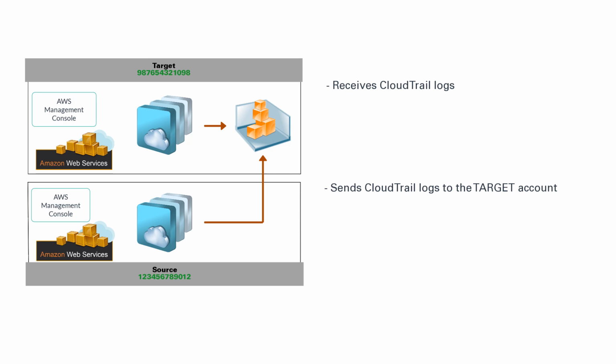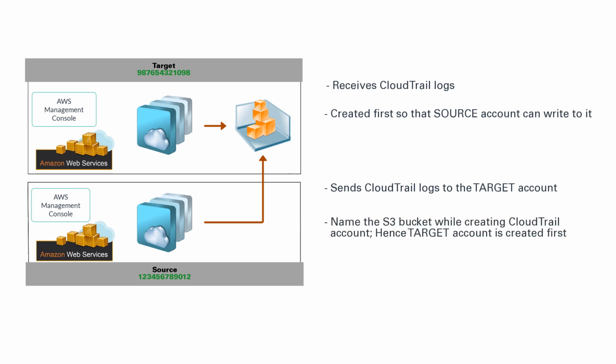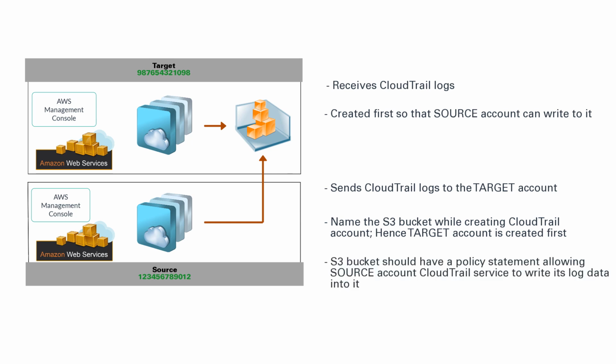Let's start with the target account. This account is configured first because the policy on the S3 bucket must be modified to allow the source account to write to it. When you create the CloudTrail in the source account, you'll have to name the S3 bucket. Unless the policy has been modified, the CloudTrail creation process in the source account will not recognize this S3 bucket in the target account and will therefore fail. The target account's S3 bucket will need to have a policy statement to allow the source account's CloudTrail service to put its log data into it.